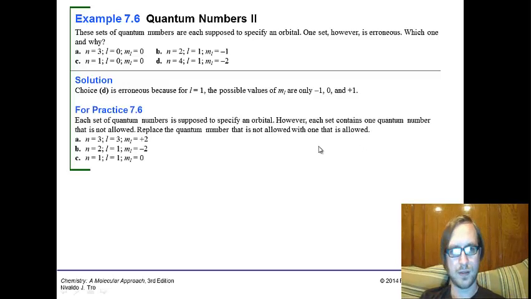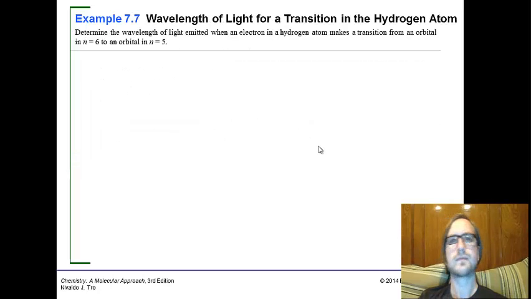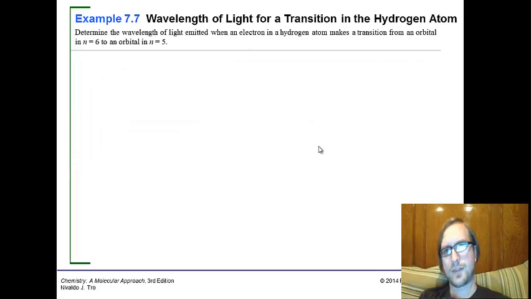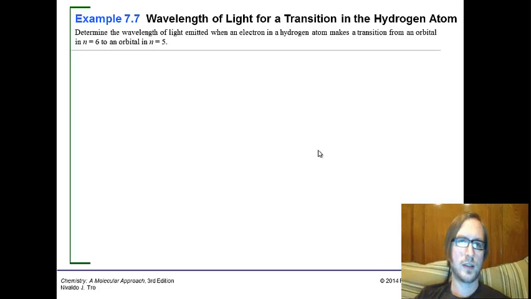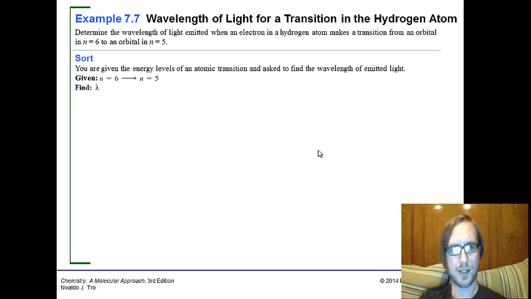Okay? Here's another practice problem for you to try. Hopefully you're pausing these and actually trying these. Alright? Wavelength of light for a transition in the hydrogen atom. Determine the wavelength of light emitted when an electron in a hydrogen atom makes a transition from an orbital in n equals 6 to an orbital in n equals 5.